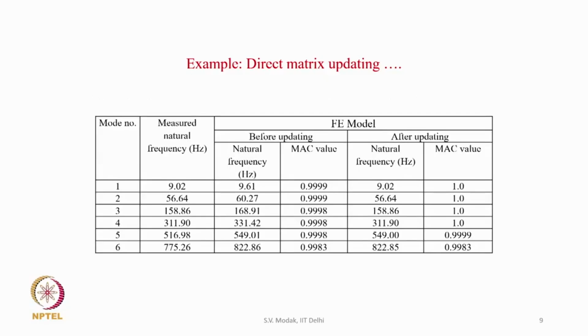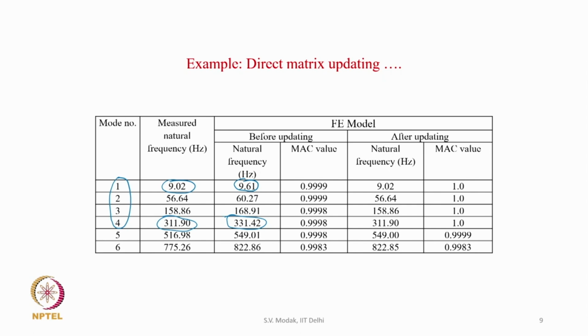So, this is the comparison of the measured natural frequencies and the natural frequencies and mode shapes in terms of MAC value before and after updating. We see that we used the first 4 modes in updating. So, we see that the natural frequencies before updating have certain error. For example, the first measured natural frequency was 9.02 hertz, but the natural frequency before updating, that is based on the initial FE model, is 9.61. We see that the fourth measured natural frequency is 311.9 hertz and the corresponding frequency based on FE model is 331.42 hertz. So, there is a substantial error.